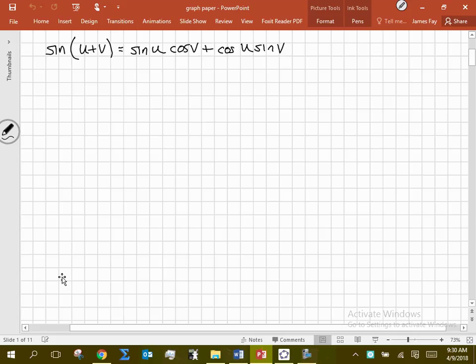Okay, so we're going to start with that one. And we're also going to start with sine of u minus v, which is the same exact format as this above line, but the plus sign is going to turn into a minus sign. So it becomes sine u cosine v minus cosine u sine v.